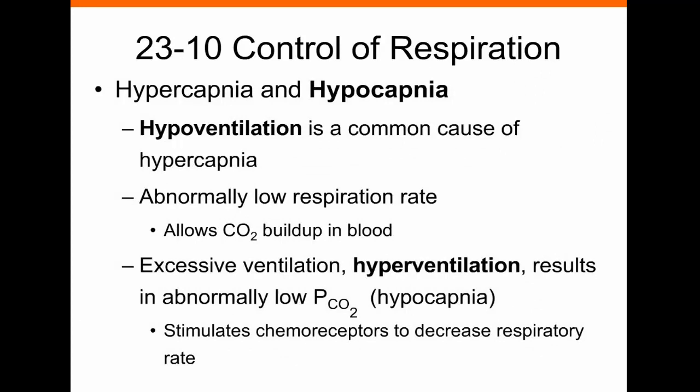You can have hypercapnia or you can have hypocapnia. So hypoventilation is the common cause of hypercapnia, increased levels of carbon dioxide. An abnormally low respiratory rate allows the carbon dioxide to build up in the blood. But also excessive ventilation, so hyperventilation, can result in abnormally low levels of carbon dioxide, because the person is breathing so fast, they blow off, expire out, too much carbon dioxide. And this stimulates the chemoreceptors to decrease the respiratory rate.